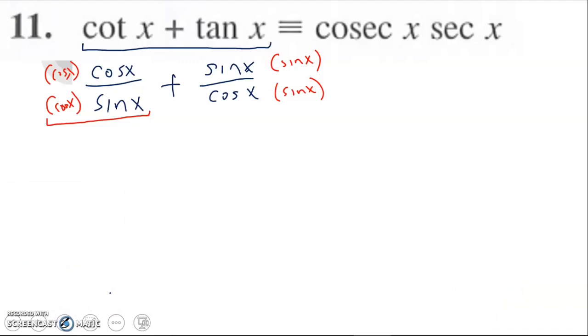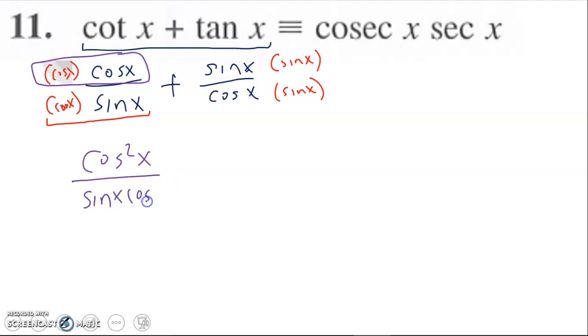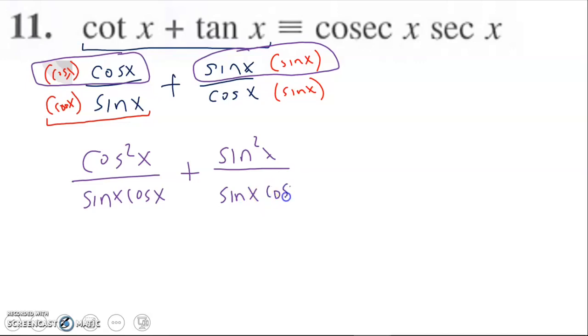Alright, so I've got cosine squared up top. Again, cosine times cosine is just cosine squared. And I have sine x times cosine x. And I also have sine times sine, which is just simply sine squared x. And then on the bottom, that's of course the same like we wanted. Okay, now I can add these together. Why can I add these together? Because they have the same denominator.